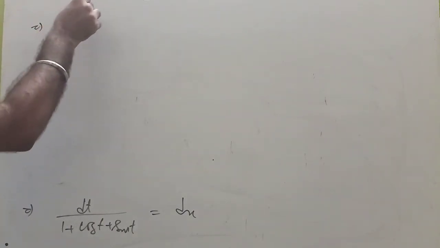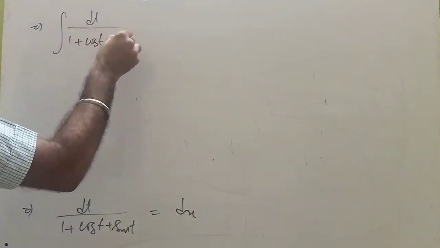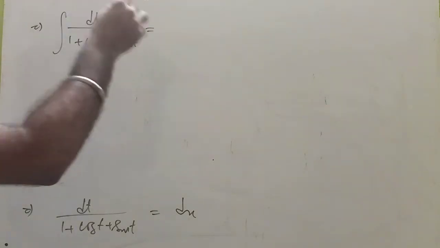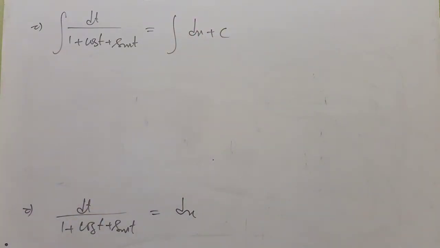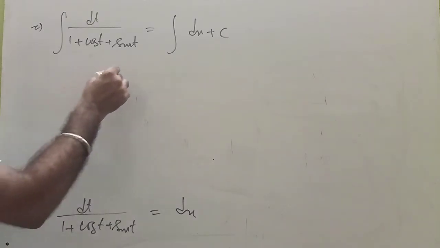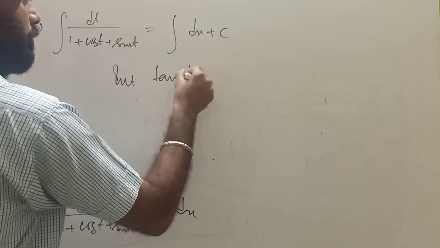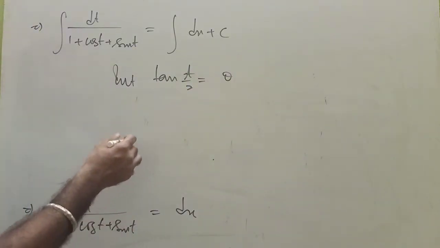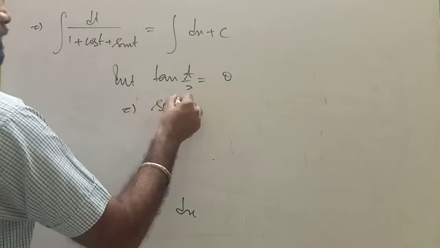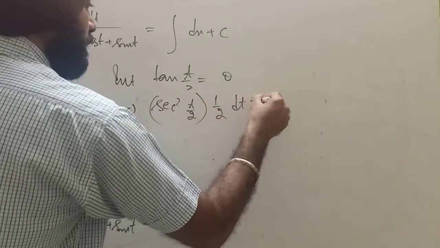So next step is integral of dt over 1 plus cos t plus sin t is equal to integral of dx plus c. Now this integral can be solved by putting tan of t by 2 is equal to, let us say, theta. We have already solved this in indefinite integrals. So derivative is secant square t by 2 into 1 by 2 dt is equal to d theta.